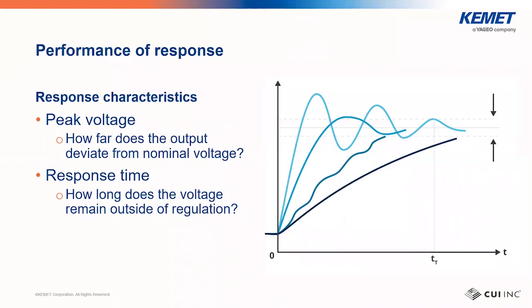So how do we measure or judge the performance of a transient response? Well, ideally, when the load changes, the output would remain constant and we wouldn't notice the load had changed at all. However, we know the output is not ideal, and therefore we want to know how much the output will deviate from nominal when there's a sudden load change. And second, we want to know what the response time is. How long will it take for the voltage to get back to nominal again? We don't want the output to deviate any longer than we can help.